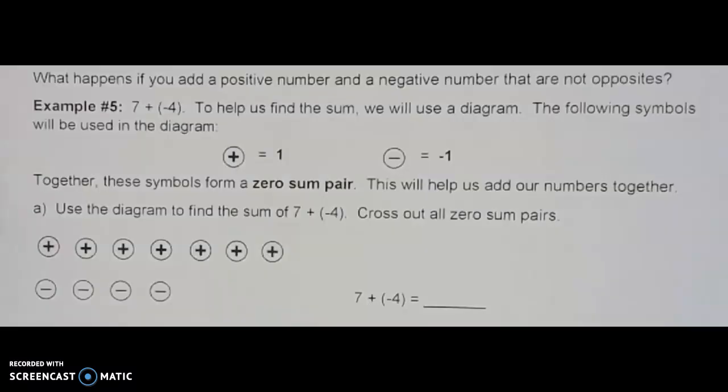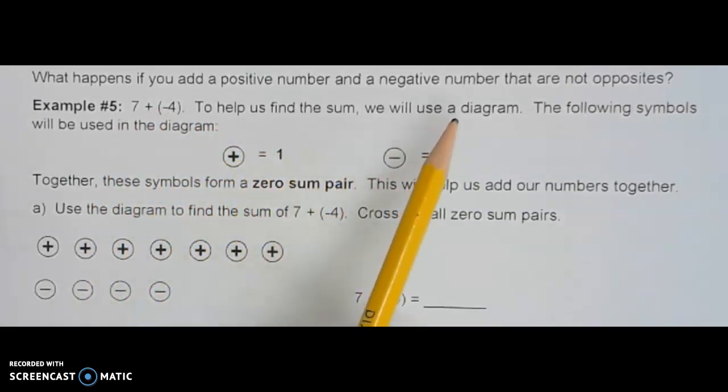In our previous examples, all of the numbers that we've added together were negative. What happens if you add a positive number and a negative number that are not opposites? For example, in number 5, we have 7 plus negative 4. These numbers are not opposites. One of them is positive, one of them is negative. To help us find the sum, we're going to use a diagram.